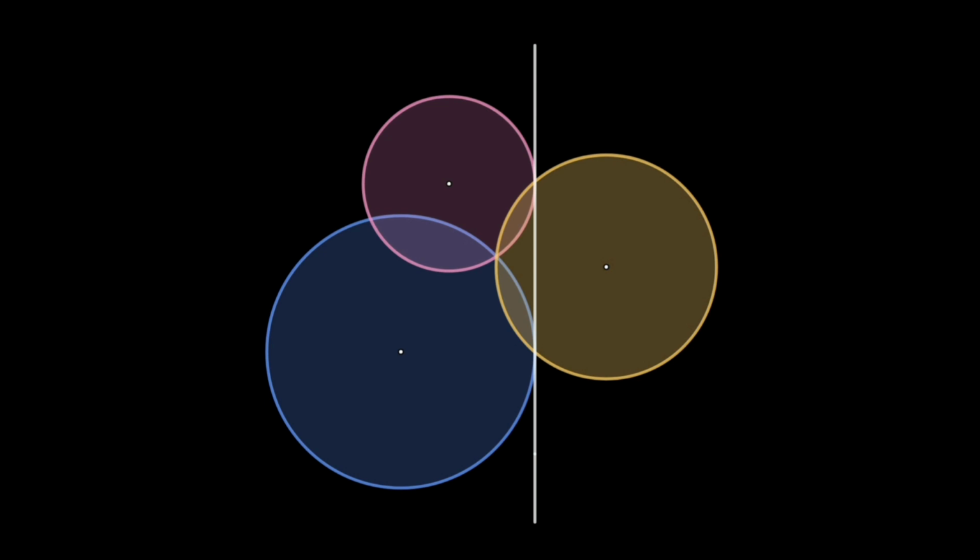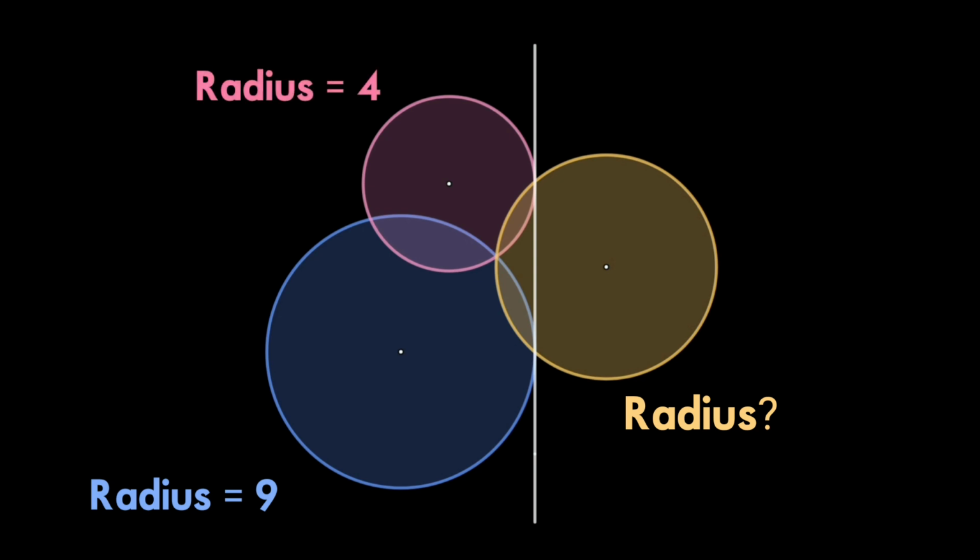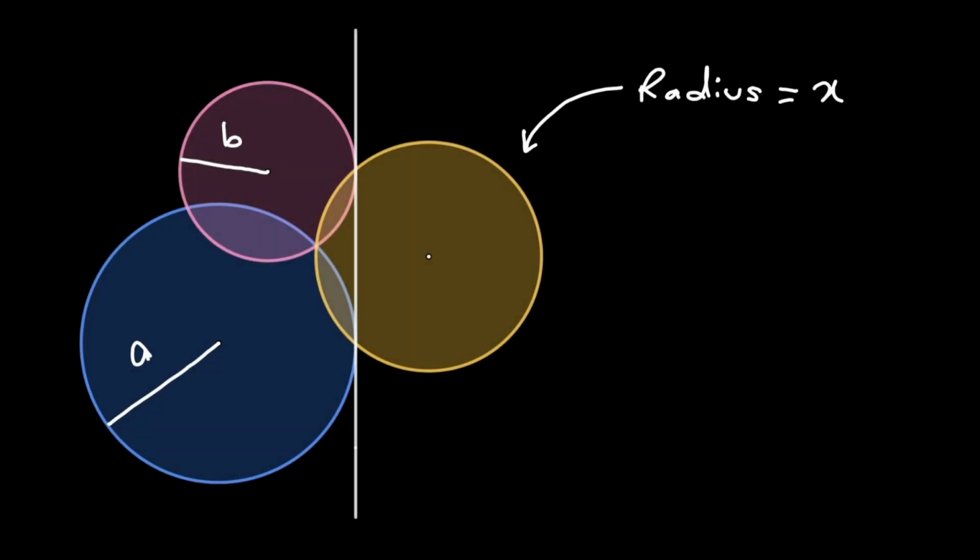Now the question over here is to find the radius of this third yellow circle if the radius of the blue circle is 9 units and the radius of the pink circle is 4 units. So this is Anmol, and now let us see the solution. How can we find the radius of the yellow circle? Okay, now let us start with the solution.